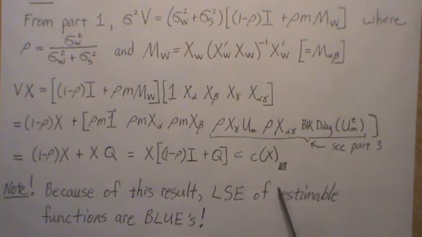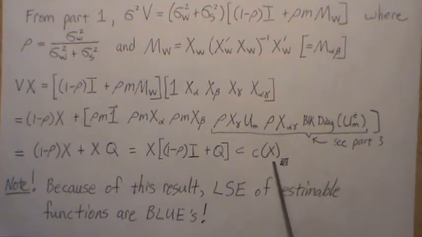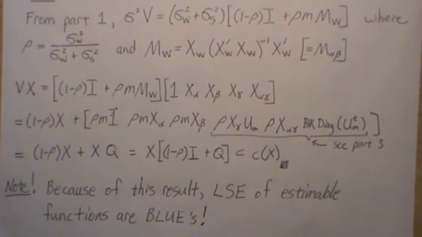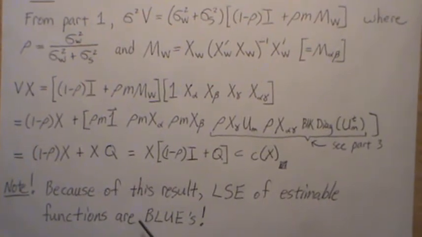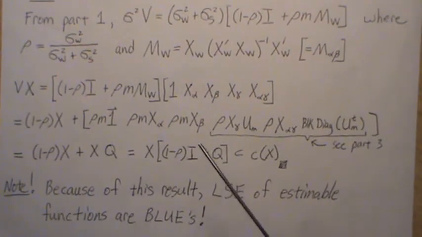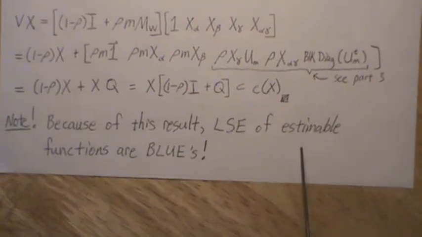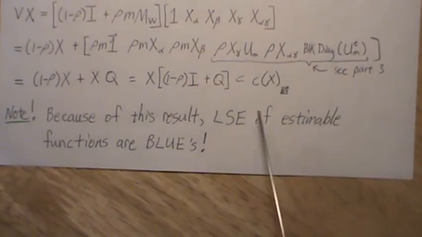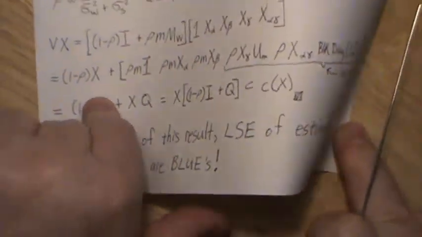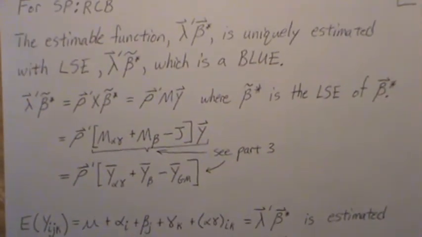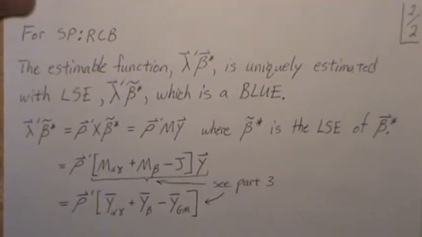So the split plot models are part of this, are BLUEs. So if we take the ordinary least squares estimates for the beta parameters, we can create BLUEs. So because of this result, the least squares estimable functions are BLUEs, and that's very exciting because it makes the job easier to estimate these.